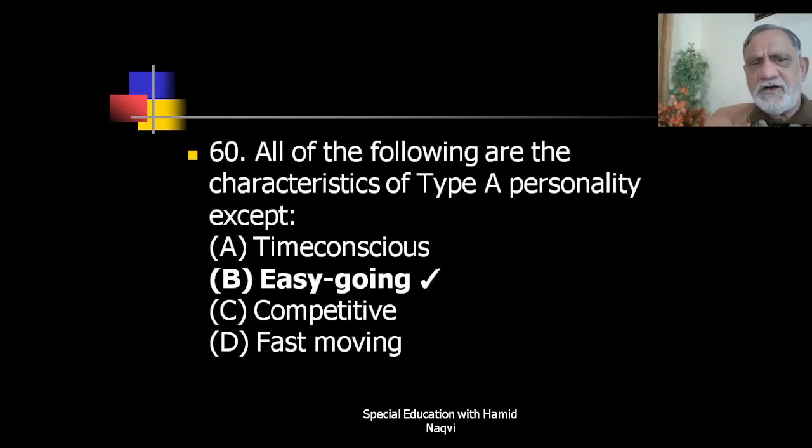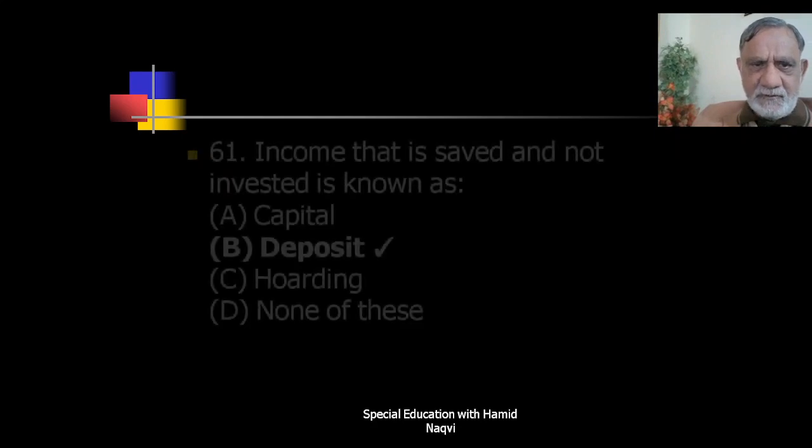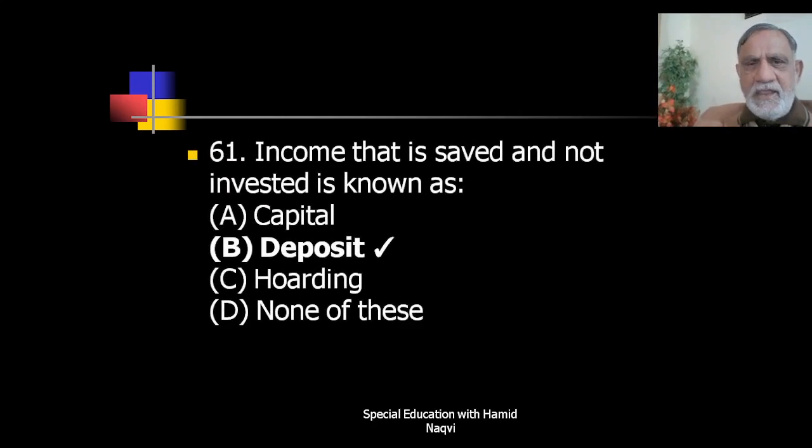All of the following are characteristics of the type 1 personality, except time consciousness, easygoing, competitive, fast moving. Second one, easygoing, is correct. Income that is saved and not invested is known as what? Capital, deposit, hoarding, none of these. Income that is saved and not invested is called deposit.